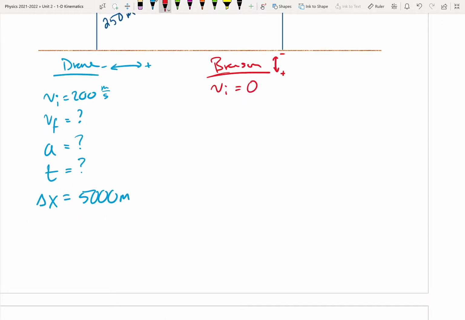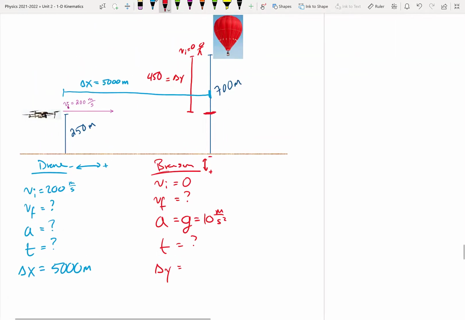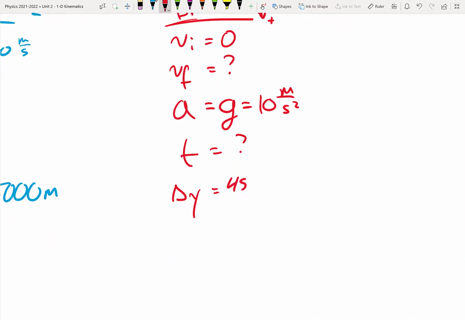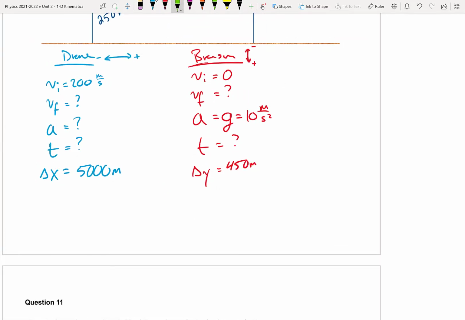Okay, his VI in the Y direction for Branson is 0. VF, I don't know, I don't particularly care. His A is little g. We're calling down positive, so it's going to be 10. Time, I don't know. His delta Y is 450, 700 minus 250 meters. Okay, you can look at these. Which of these has at least 3 known things? Branson. Boom, boom, boom.